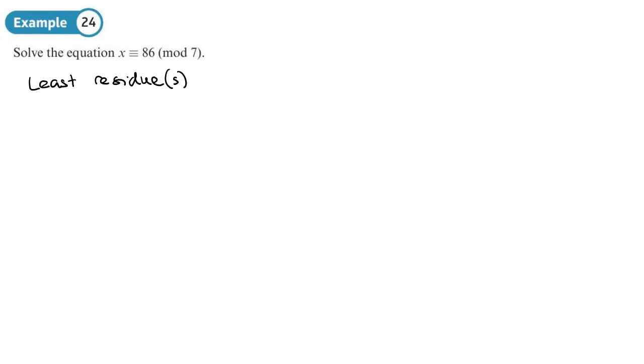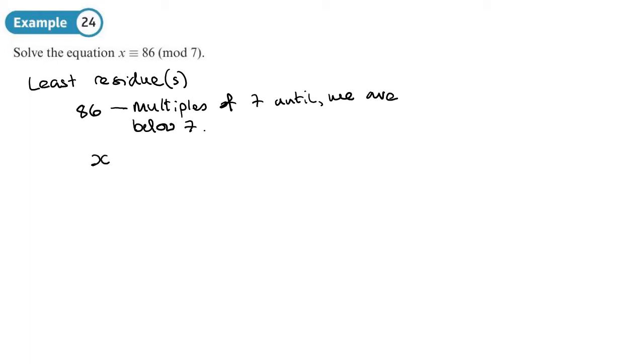So what we do, we're going to do 86 and we're going to subtract multiples of 7 until we are below 7. So I think if I took off 70, I'm down to 16. That's still too much. Take away another 7, that's 9. Take away another 7, that's 2. So x is congruent to 2 in mod 7 would be the least residue solution.